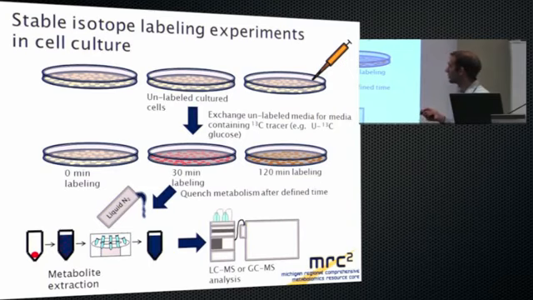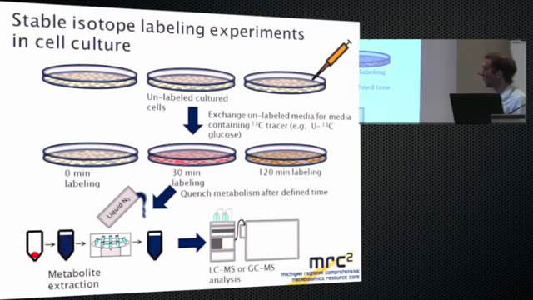But in cell culture, let's say we took unlabeled cultured cells and we exchanged or spiked into their media a substrate that they can metabolize containing a 13C tracer. Say 13C glucose, uniformly labeled, would be one option. You can use other tracers. You could use labeled lipids, labeled amino acids. A variety of things are possible.